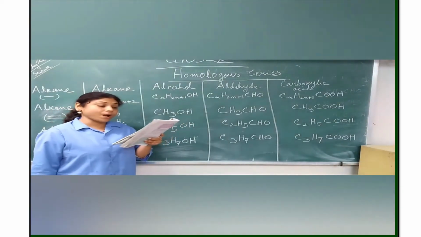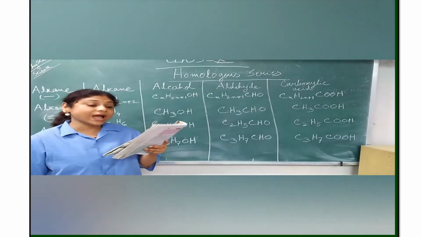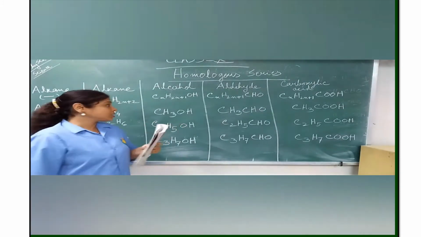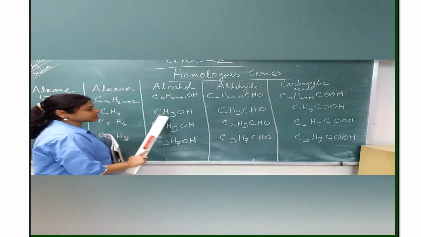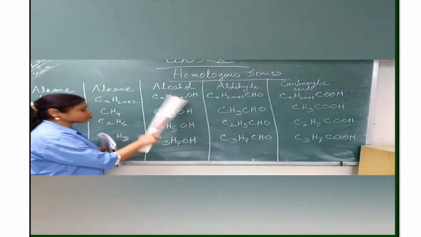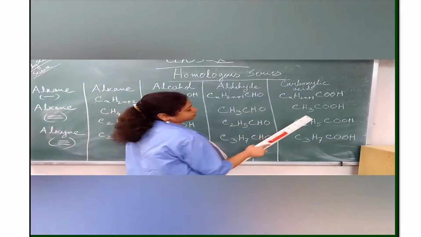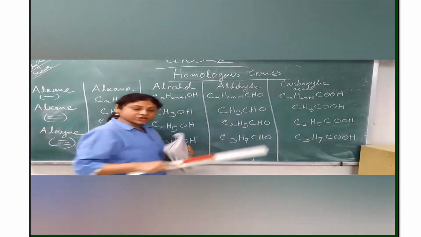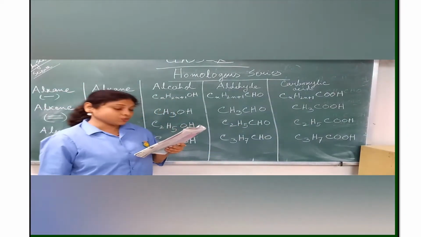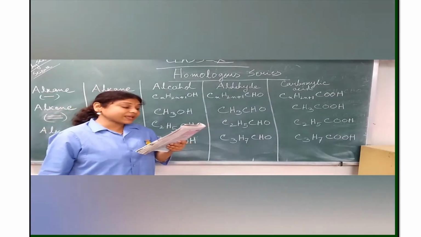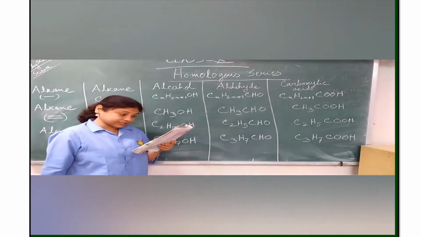A class of compounds with identical functional group. The functional group portion you know. This is the OH portion. Suppose this is methyl alcohol, so this OH portion is the functional group. This CHO portion is a functional group. This COOH portion is a functional group. So a class of compounds with identical functional group, composed of the same elements, having similar chemical properties.